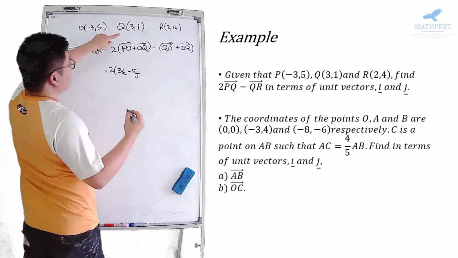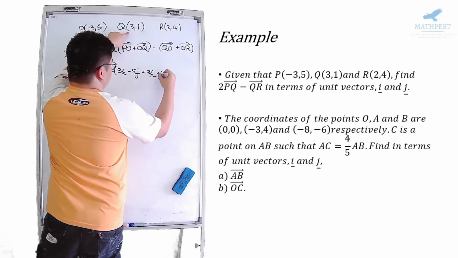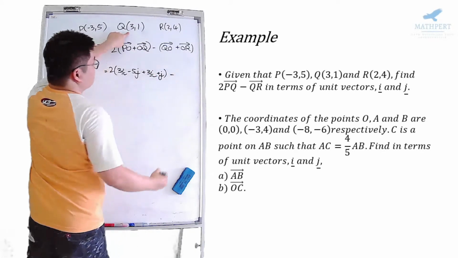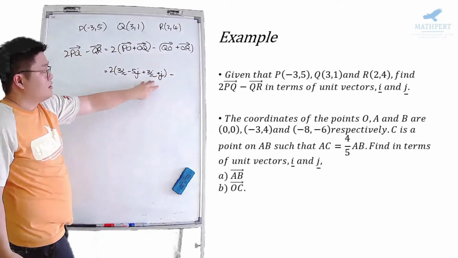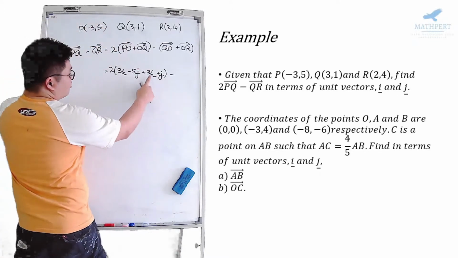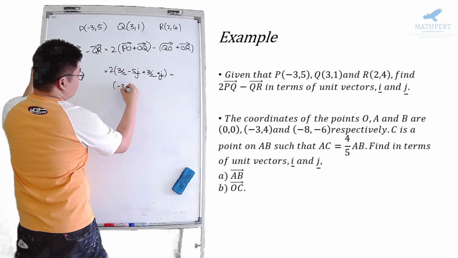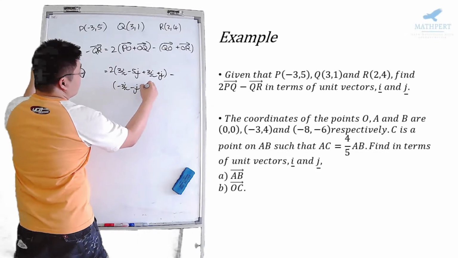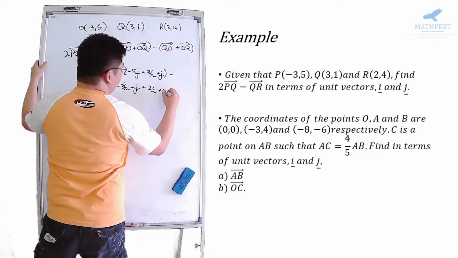OQ is this one, plus 3i plus j. Minus QO. QO, the plus becomes minus and the minus becomes plus, so QO is minus 3i minus j. Plus OR. OR is 2i plus 4j.